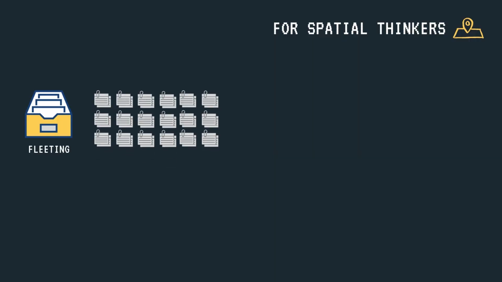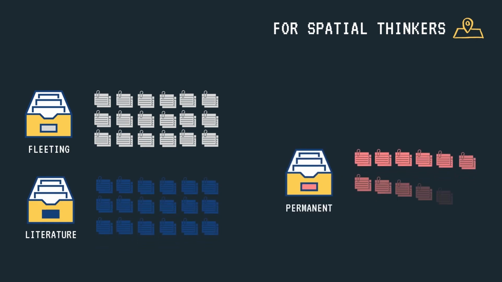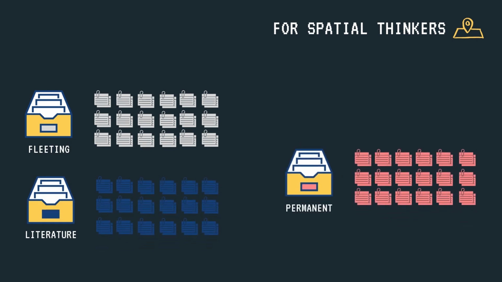Or if you're a spatial thinker, I am one of those. I need to think about things in, okay, this is the fleeting note box. This is the literature box. And this is my ideas box. And to be able to know which idea belongs where, and I know exactly how to retrieve them and how to connect them together. So there's a lot of flexibility in Luhmann's system because it is so simple.